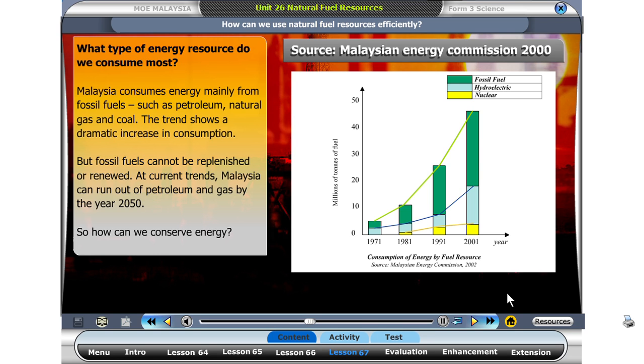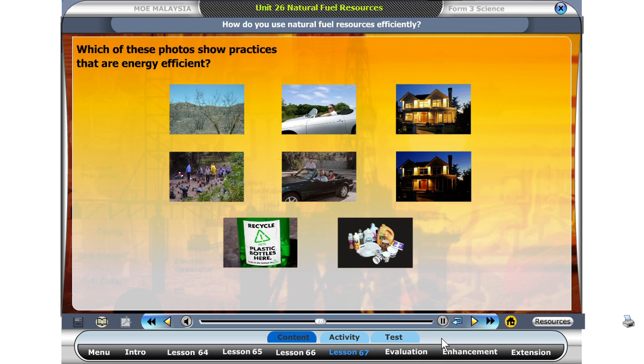In order to conserve our natural fuel resources, how do we efficiently use energy? Which of these photos show practices that are energy efficient? Click on the photos that show efficient practices to reduce waste.